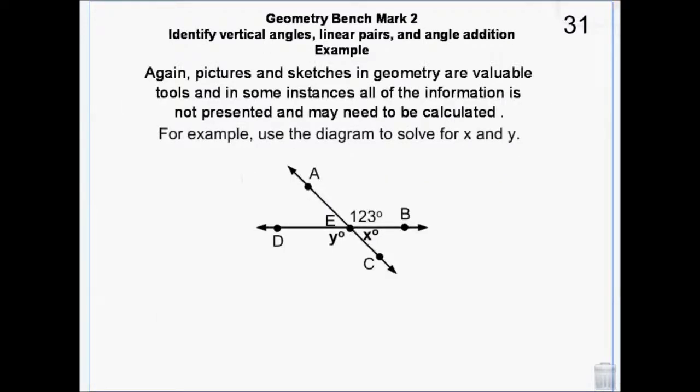Vertical angles to find y, because these two angles are going to be the same, so y is 123. And then to find x, I have a linear pair. A linear pair adds to 180. So x will be 57 degrees.